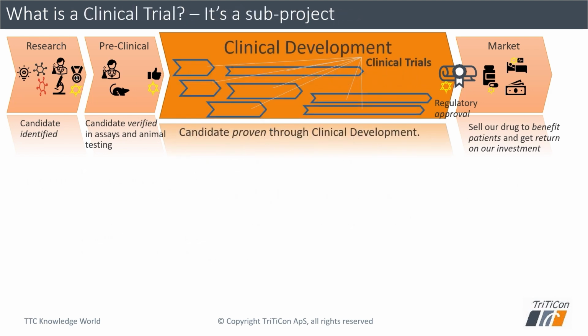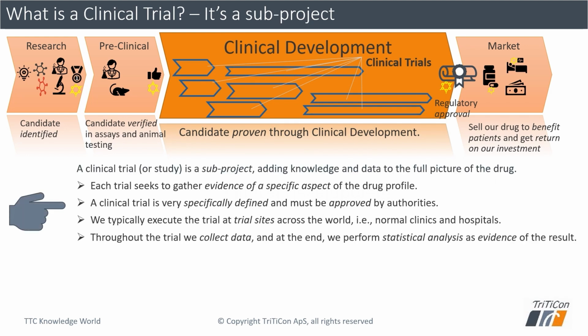The next question is: what is a clinical trial? A clinical trial, sometimes referred to as a study, is a sub-project that contributes to the overall understanding of a drug. Clinical trials address various aspects of a drug's profile. These aspects may include determining the appropriate dosage, assessing long-term effects, exploring specific safety concerns, and collecting evidence to ensure that the drug has the desired therapeutic effect and benefits the condition being treated.